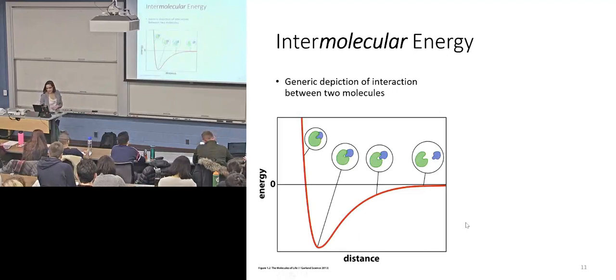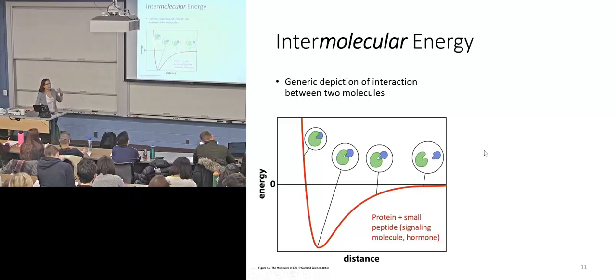But this is showing us, it kind of looks like, I guess, protein plus some small peptide, signaling molecule or hormone coming in and binding. And at some point, again, sort of far away, they have no force. There's no forces in between them. There's no interaction between them. So everything's sort of net zero out here. And then as they get closer and closer, we'll have some sort of minimum distance where it's most energetically favorable. And they're making what type of interactions?